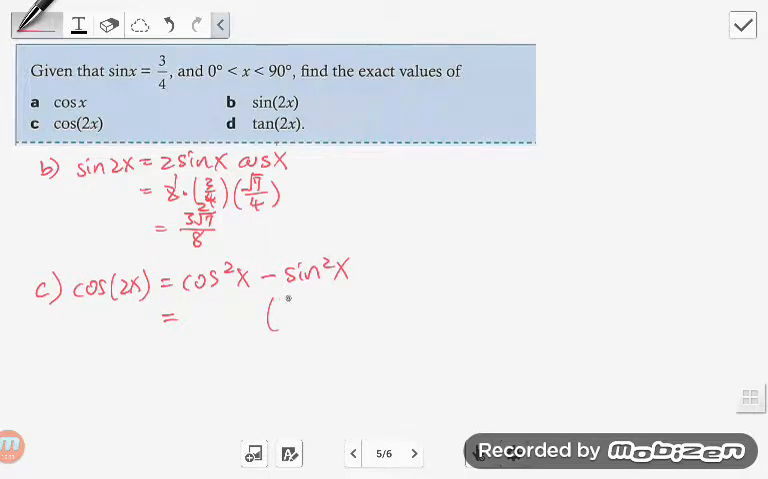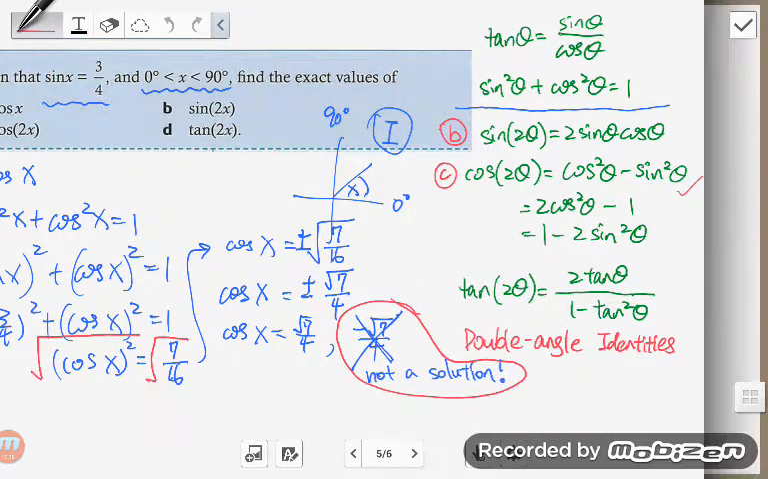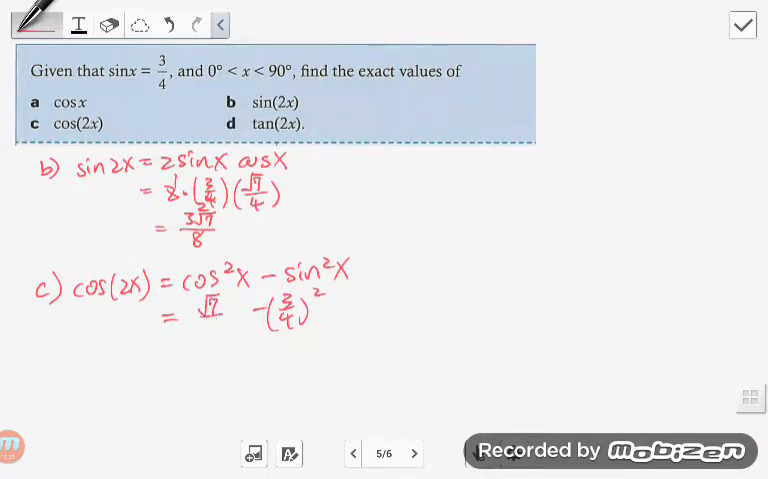Sine squared x is equal to 3 over 4 squared. Cosine squared x will be root 7 over 4 squared. And that will give us 7 over 16 minus 9 over 16. So my final answer will be, that's 8 over 16. Oh wait, what am I doing? Sorry. This is negative 2 over 16, which is negative 1/8. Negative 1/8. Okay?